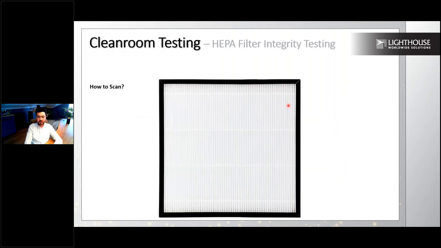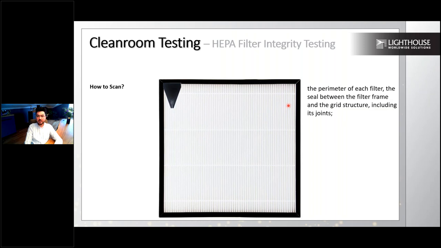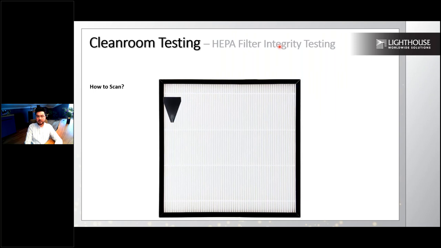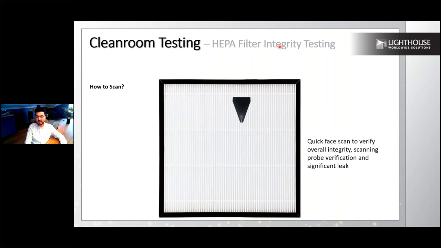Next one, how to scan with the HEPA filter as an example. You will be starting from the surface of your filter, the perimeter of each filter, the seal between the filter frame and the grid structure, including its joint, will be scanned. After you scan around your HEPA filter, all the gasket and the gel and the structural material of your filter, then you will have a quick face scan to verify overall integrity, scanning probe verification, and if you have a significant leak, you can easily detect it.